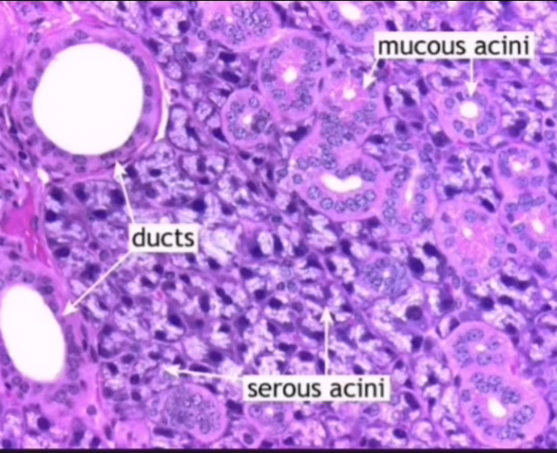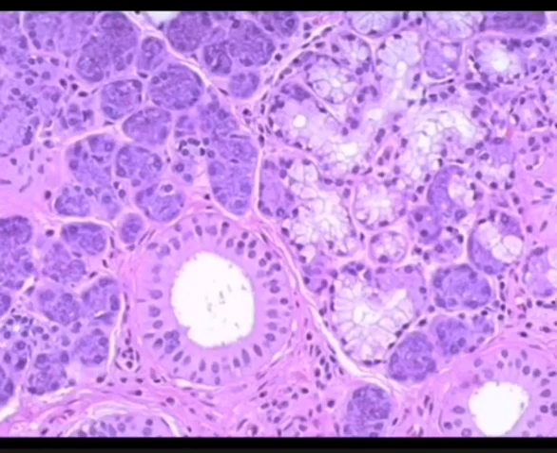So we'll move ahead to the next picture. This is another picture, and in this picture there is no marking, so now you can identify where the duct is. So here is the duct. The darker one will be serous acini, right? And the lighter one will be the mucous acini.